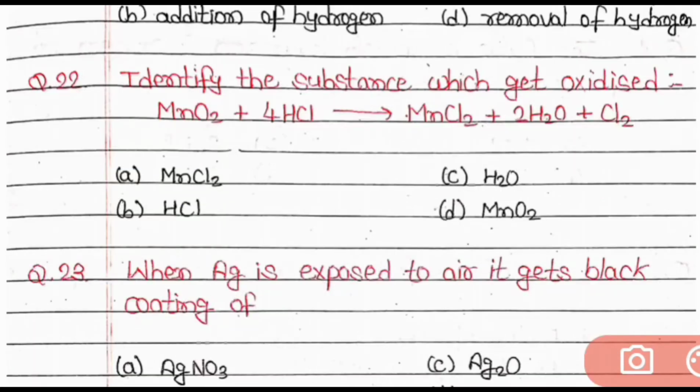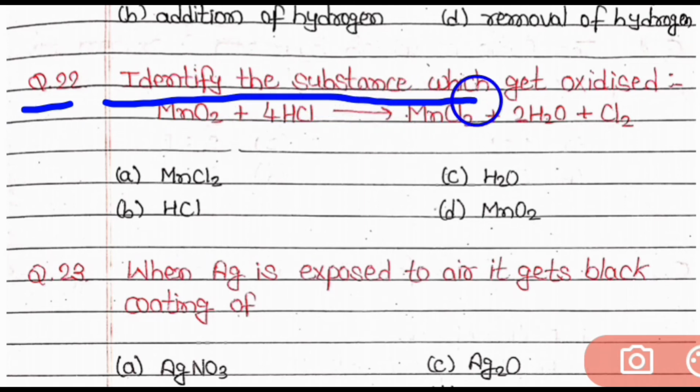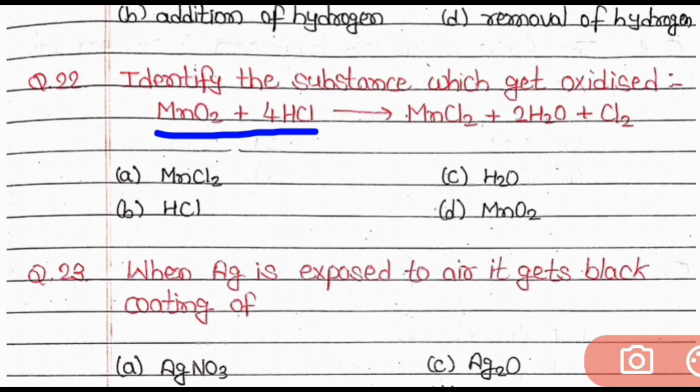Now question number 22 is, identify the substance which gets oxidized. Here MnO2 plus 4HCl gives MnCl2 plus 2H2O plus Cl2. Here options are MnCl2, HCl, H2O, MnO2. Here clearly it is visible that HCl is oxidized to Cl2.